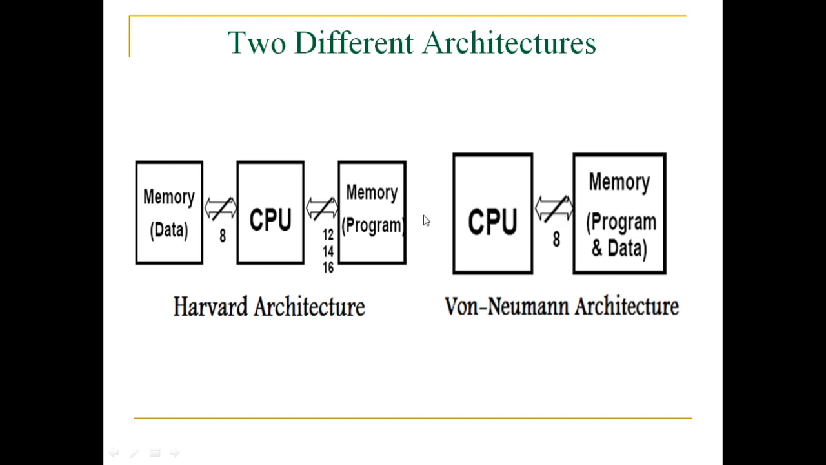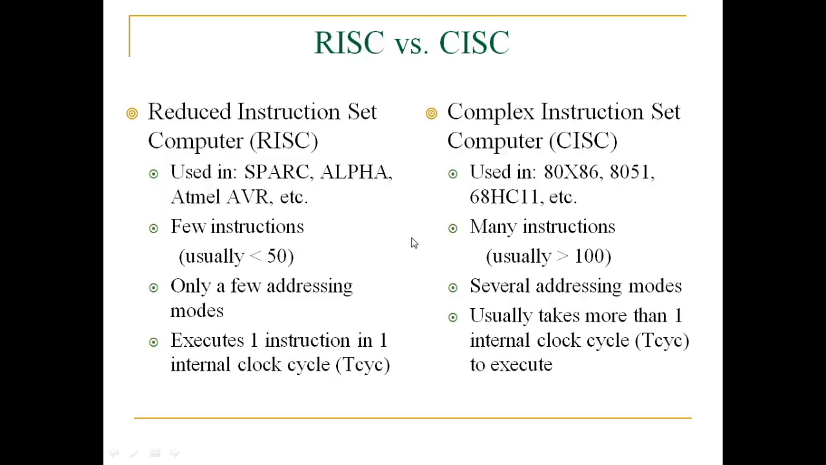Nowadays, most of the controllers come under Harvard architecture. Then another category of processors is known as RISC and CISC. RISC means what? Reduced instruction set computer.